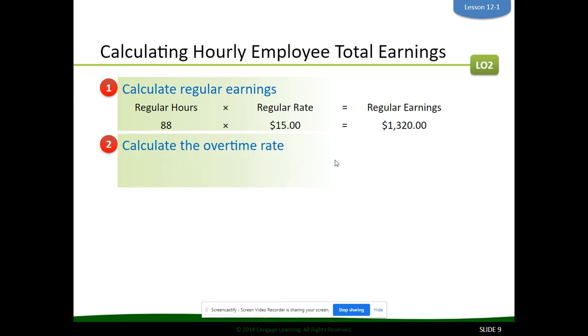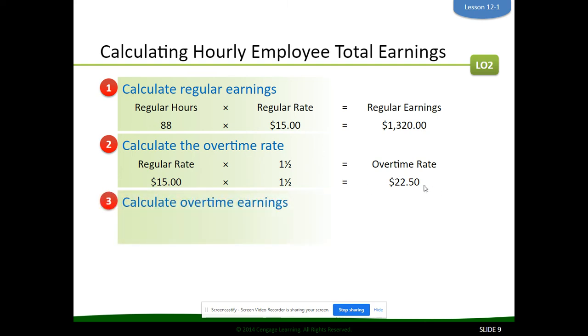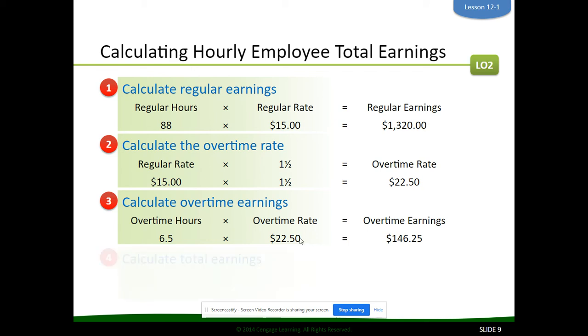However, we also need to calculate the overtime rate. The overtime rate, like I said, is 1.5 times your regular rate. So regular rate multiplied by 1.5, that's going to give you your overtime rate, $22.50 in this situation. Then we can calculate our overtime earnings. So we have our overtime hours, 6.5, times our overtime rate. That's going to give us our overtime earnings.